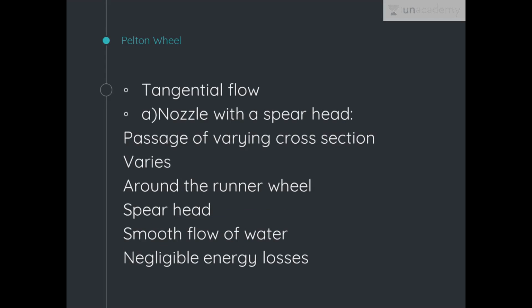The Pelton wheel is actually a tangential flow impulse turbine which is used for high heads and small quantity of water flow. So it has certain parts. Let's move on to the parts, the first part being the nozzle with the spearhead.